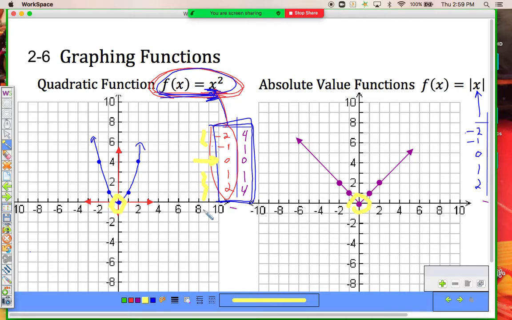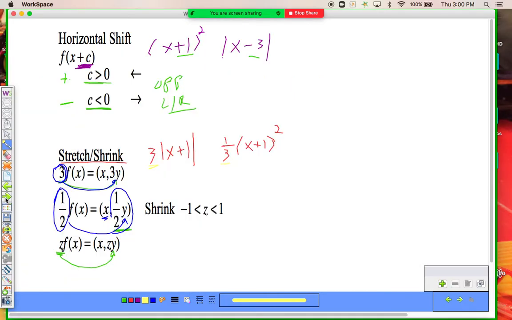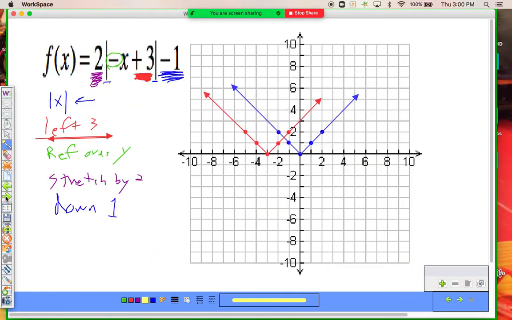All parent functions, when we draw them, are going to be the most basic graph I can draw. That's why I chose those to get my basic shape. We need the basic shape, no movements, just the absolute value and the quadratic. We'll go back to where we were. All right, so move them all to the left 3 units. Again, when I do the absolute value of x, if I do the absolute value of negative 2, negative 1, 0, 1, and 2, I'm getting 2, 1, 0, 1, 2. That's where I'm getting the answers from.